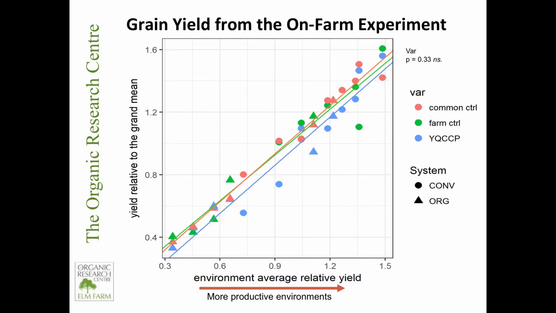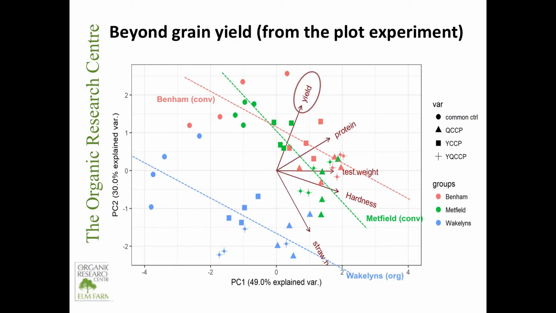And so what came out of here: the blue lines are the organic crop, and this is looking at the common control, which is the circles, the QCP, which is quality, is the triangle, the square is the yield, and the plus is the YQ. So this is all of the populations looking at how they fit across the different farms.